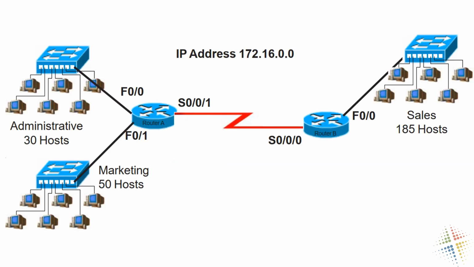So for instance, if we look at this first network, and if you've seen my video about VLSM, you may immediately start recognizing sales is the largest network, then marketing, then admin, and therefore I need to start sizing them out this way. Sales with 185 hosts, that's going to need a /24. Marketing with 50 hosts, that's going to be a /26. Admin with 30 hosts is going to be a /27. And then right here in between for my WAN connection, that's going to be a /30.